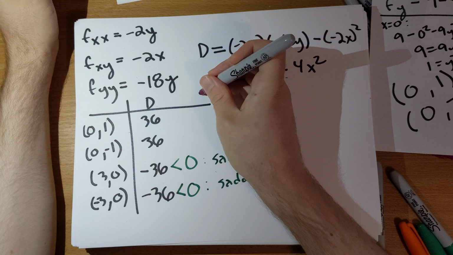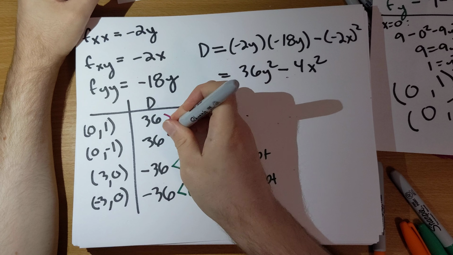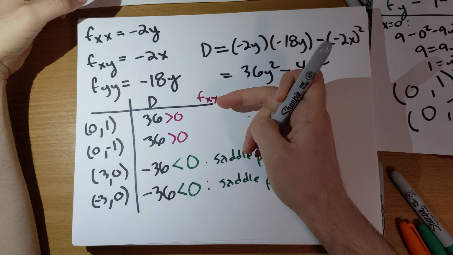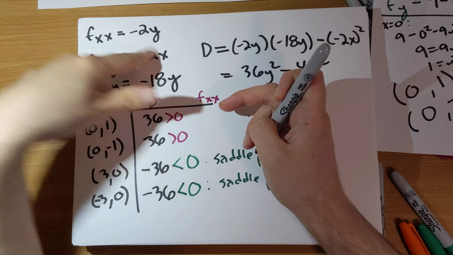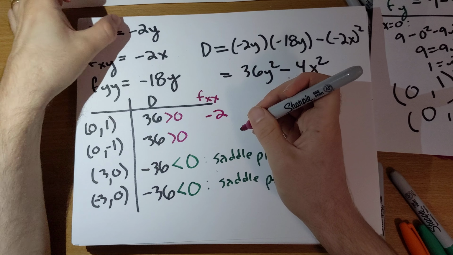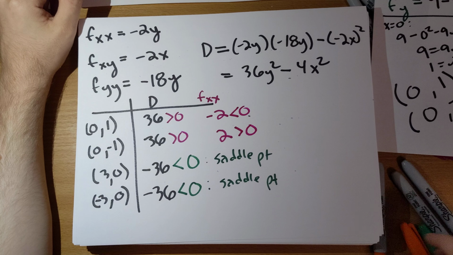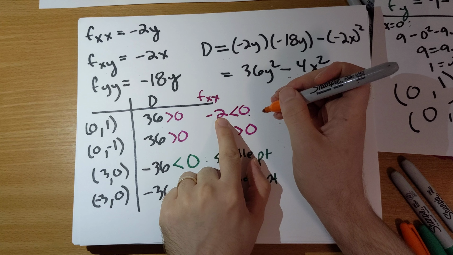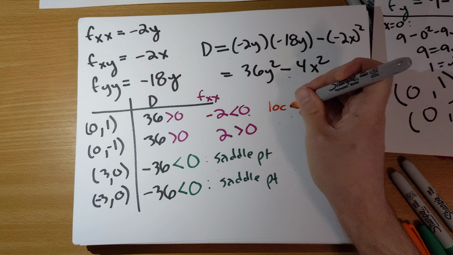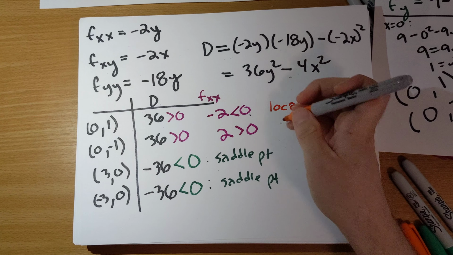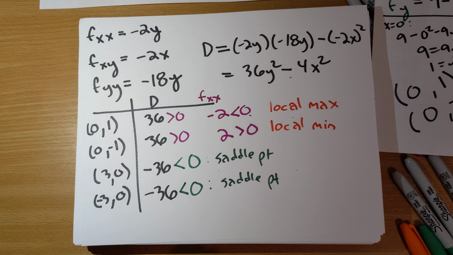We just need to calculate now f sub xx for those 2 points. So f sub xx, the second partial derivative with respect to x, is going to be negative 2 times 1 is negative 2, and negative 2 times negative 1 is positive 2. So in this case, this is negative here, so this is going to correspond to a local max. This one here is positive, this corresponds to local min. So that is problem number 4.